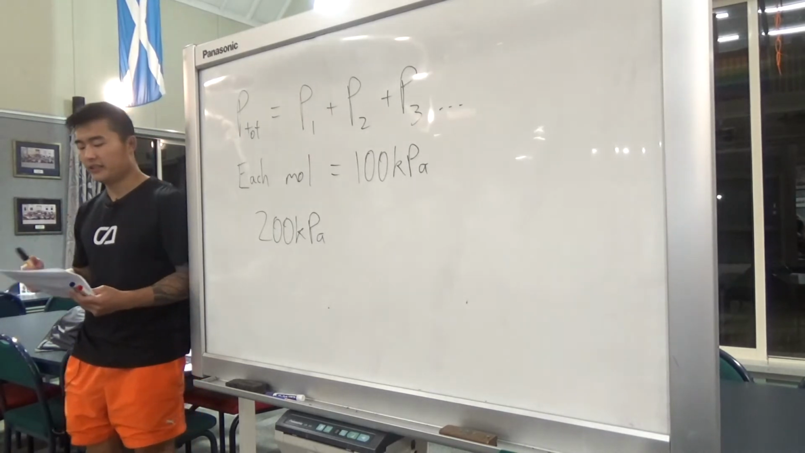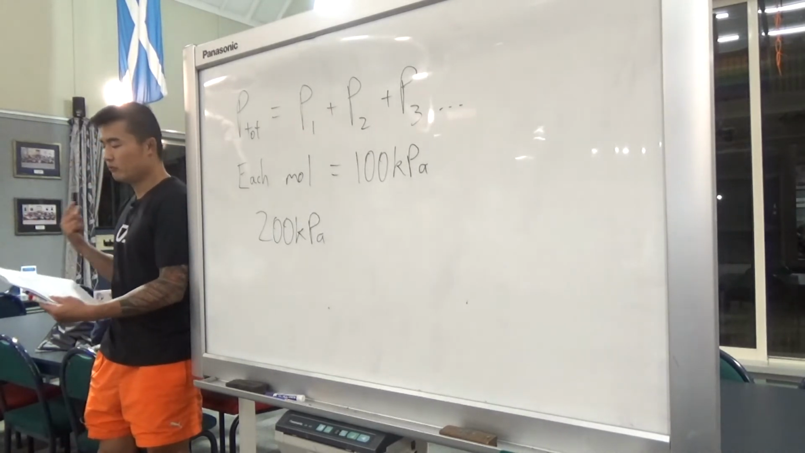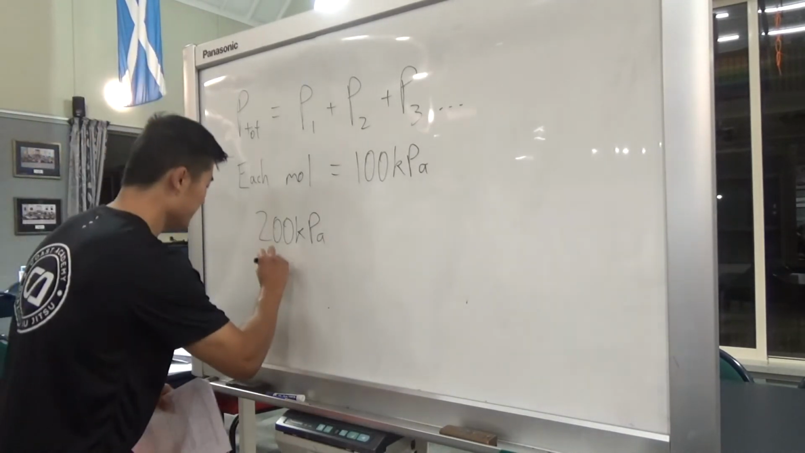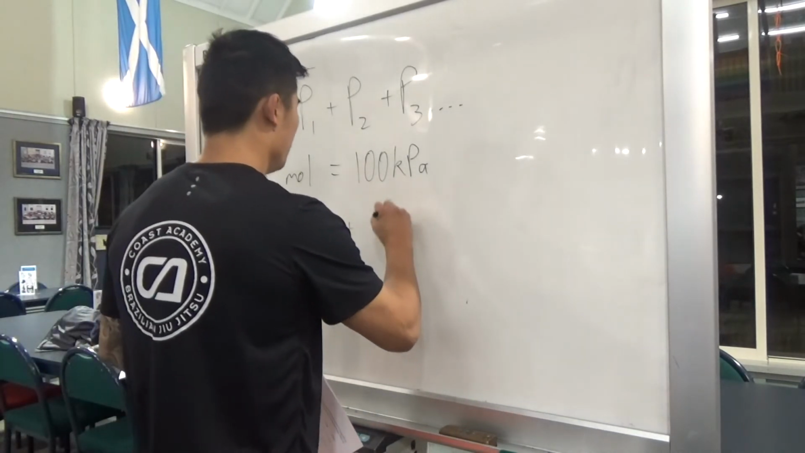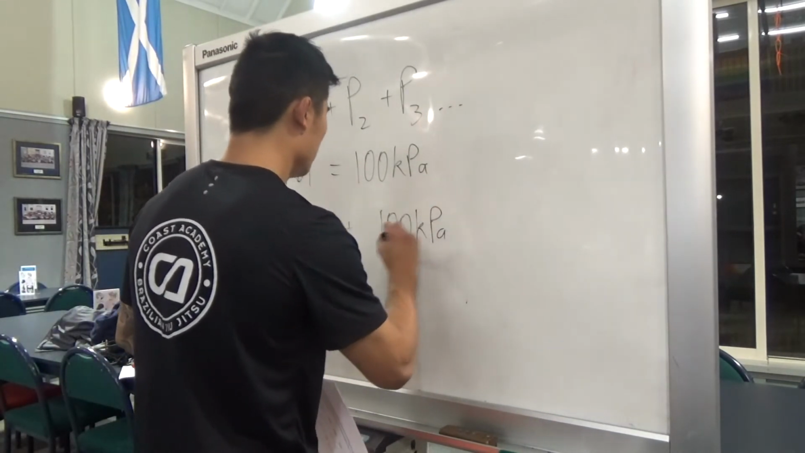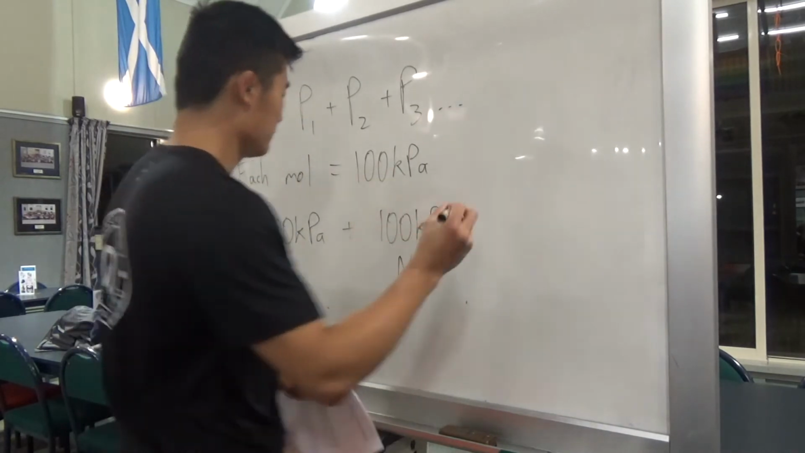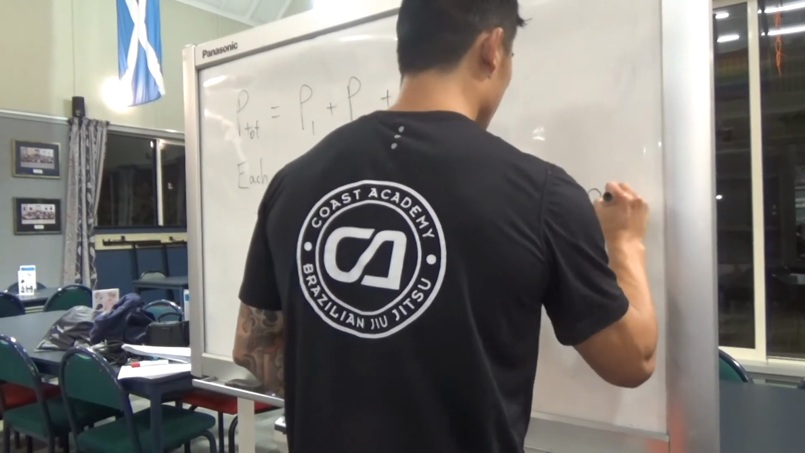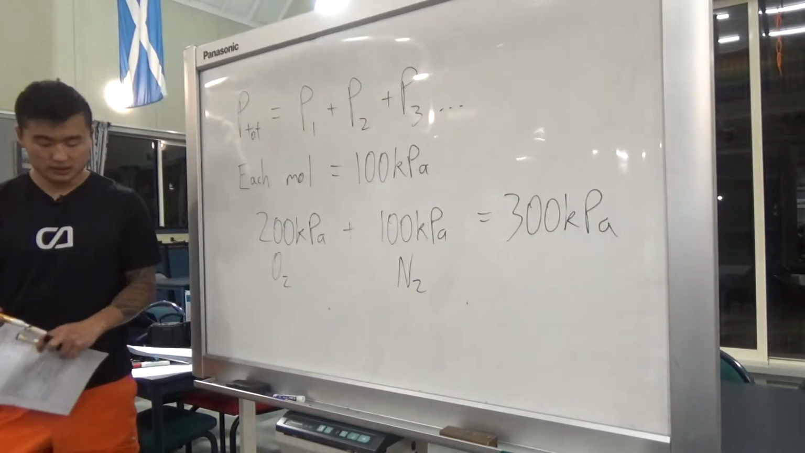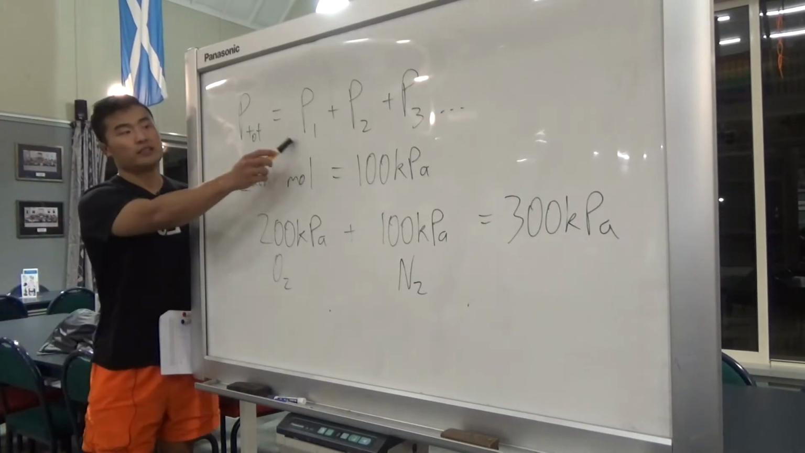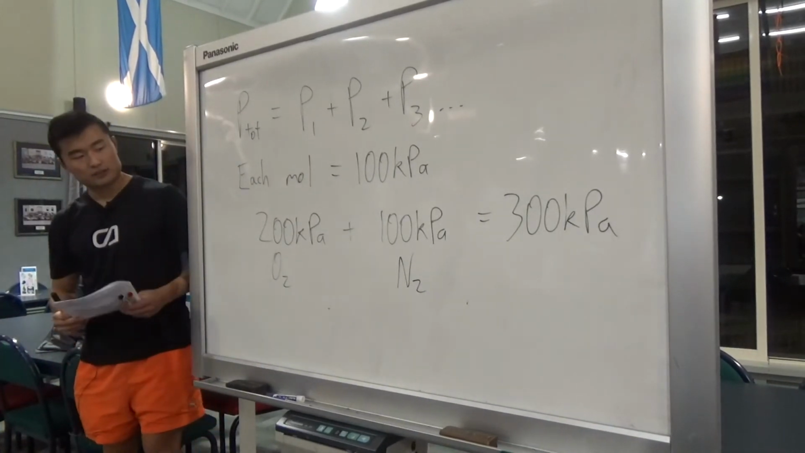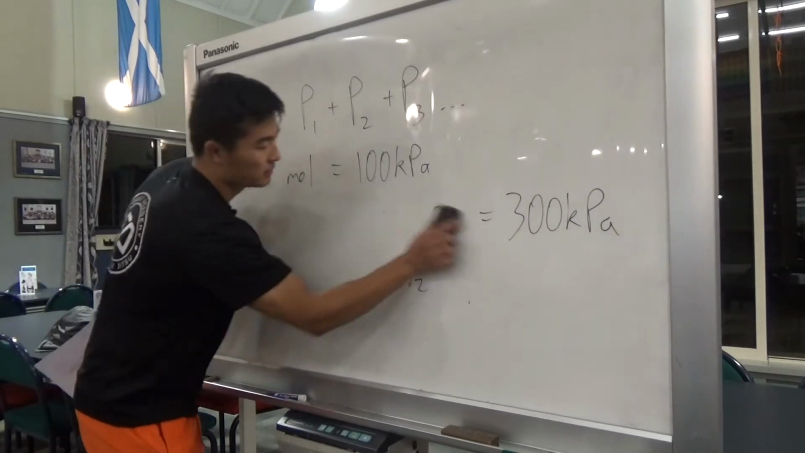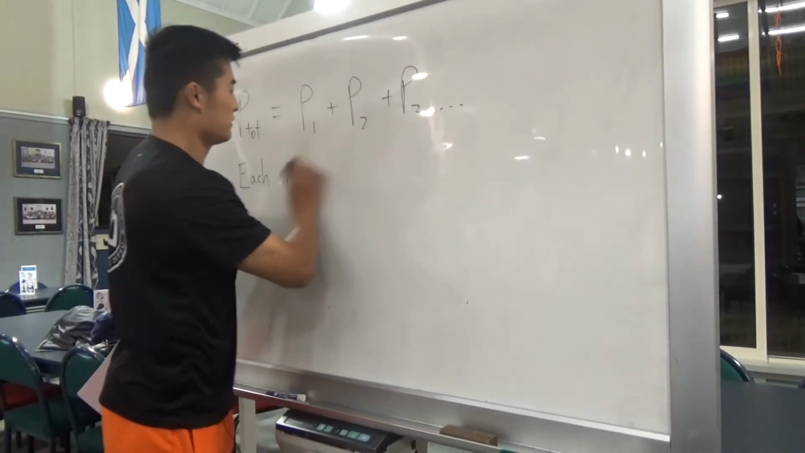And going on from that, the partial pressure of nitrogen would be 100 kilopascals. So then you've got 200 kilopascals of oxygen plus the 100 kilopascals of nitrogen, which combines to give our total pressure of 300 kilopascals. Okay, so you see this equation at work. All right, so next one, number 8.